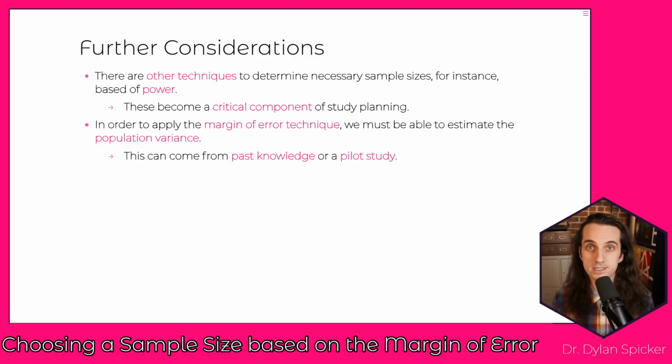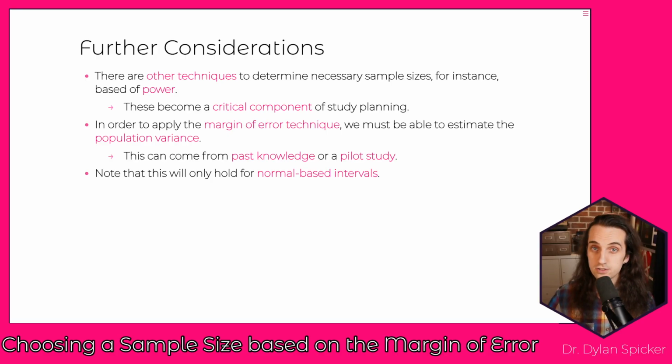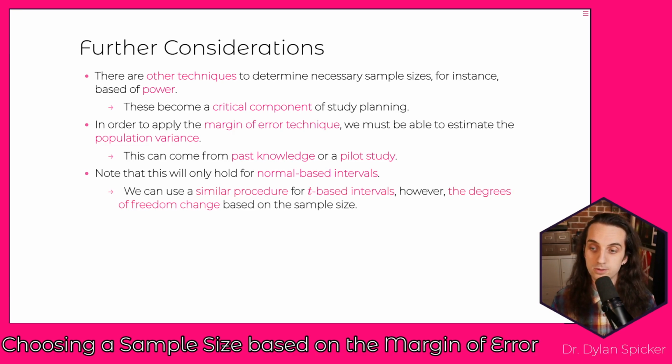So maybe you run a small scale experiment, you estimate what the variance actually is, and then you use that value. If you don't have that information, then you're not going to be able to use this as a method of sample sizing here. It's also only going to hold for normal-based intervals, right? So we're using the Z critical values, taking the margin of error from a normal-based interval for the mean. And so that's really the only way that this specific technique is going to hold.